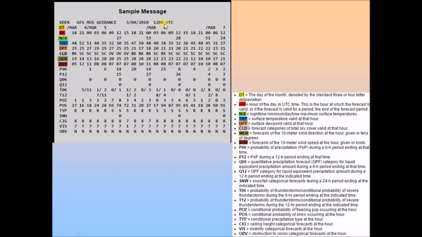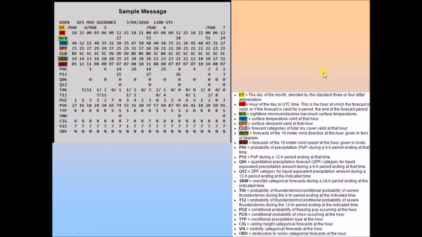Okay, so for us on the East Coast, this would be for 7 or 8 a.m. depending on if it's daylight savings time or not. In Greenwich, this would be noon time, 12 UTC. Remember, everything is based off of Greenwich Mean Time, and you can figure out all the local times based on that information. Okay. Now the DT, the DT is the day of the month.